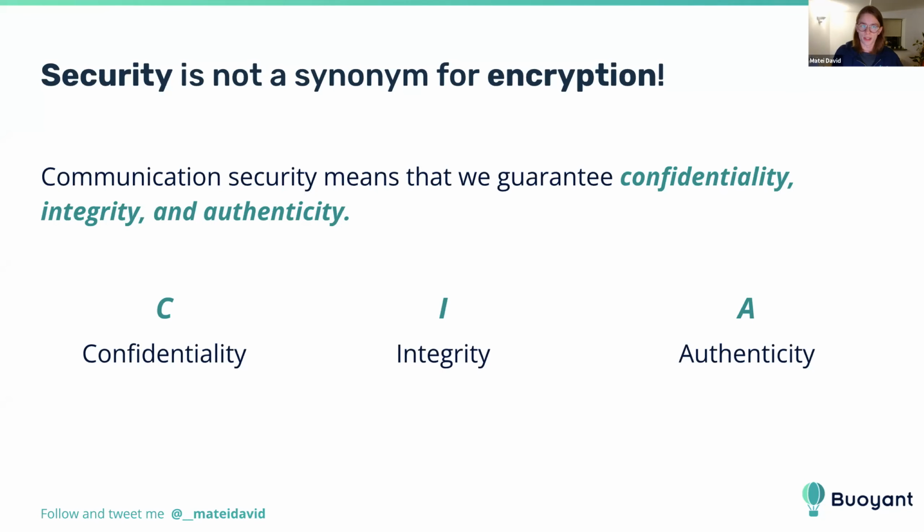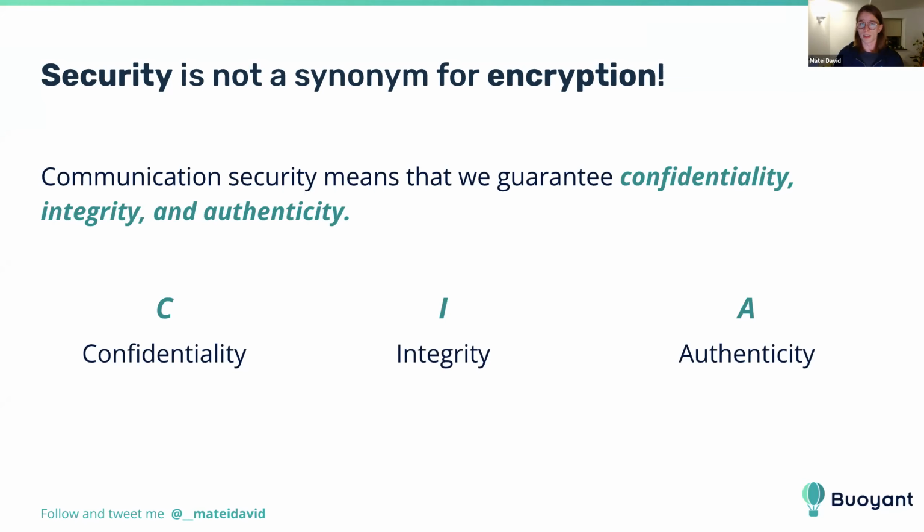But without getting ahead of myself, what does communication security actually mean? Some people make the mistake of thinking that security is a synonym for encryption, and specifically communication security. That's a bit far from the truth, because generally when we talk about a communication channel and about communication security, we mean that a connection or a channel has three guarantees. We want those guarantees to be confidentiality, integrity, and authenticity.